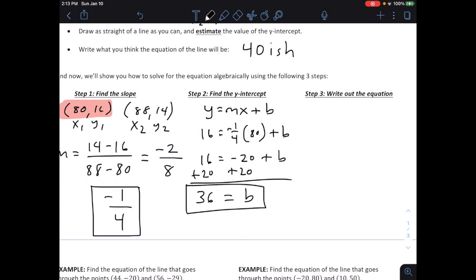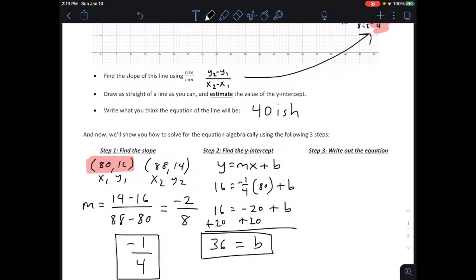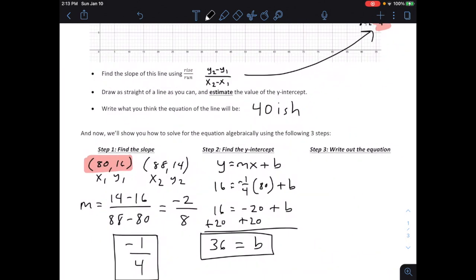All right, what's kind of cool is 36, we said 40-ish, right? The ish represents a range, so 36 is pretty close to 40, so we're good. We're in the right neighborhood. So now all we have to do is take the two things that we found, the slope and the y-intercept, and write out the equation. So we have y equals negative 1/4 x plus 36.